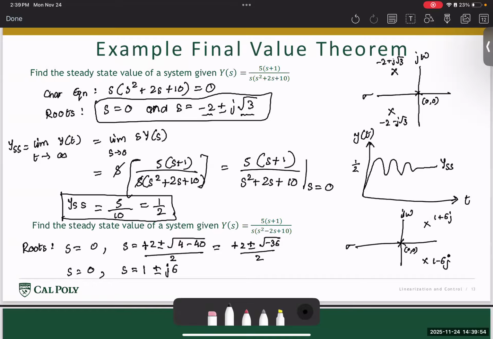For an unstable system, we know that the system will never settle into a final steady state. In such a case, we cannot apply the final value theorem.